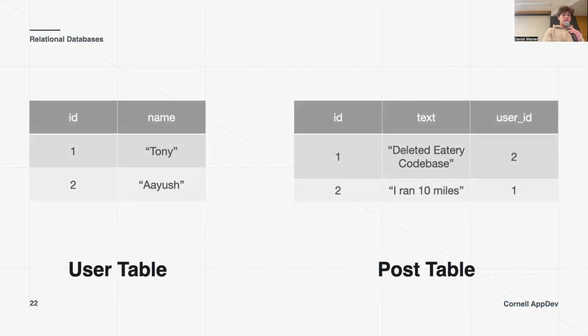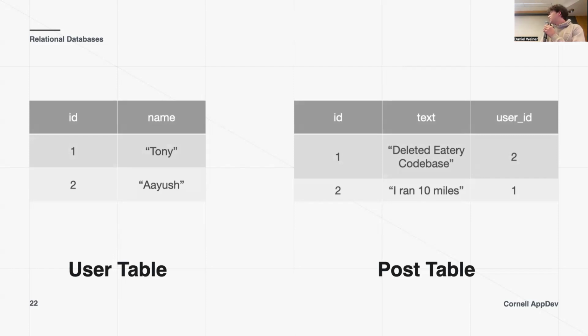So one example is as follows. We have a users table and a post table. We can see Tony right there has ID 1 and Ayush has ID 2. In our post table, we can see that we have the following fields: ID, text, and user ID. And we see that the user ID field refers to the ID of the user that created the post.